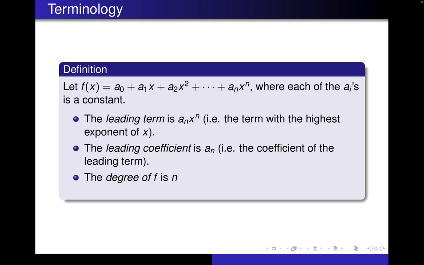And then the other one is the degree of f. That is going to be n, and what is important about n is that it is the actual exponent in the leading term. So n is the highest exponent of x that you have in the formula for the polynomial.